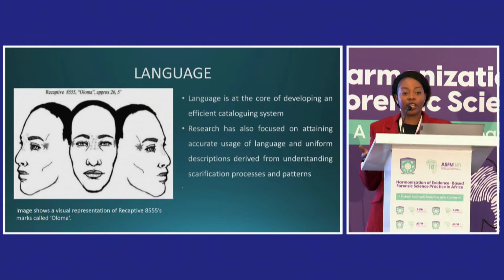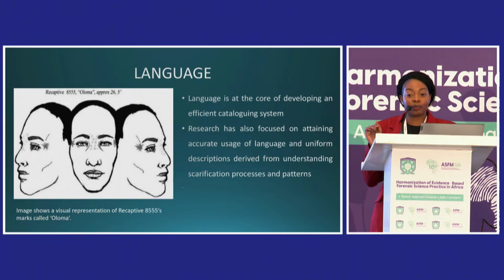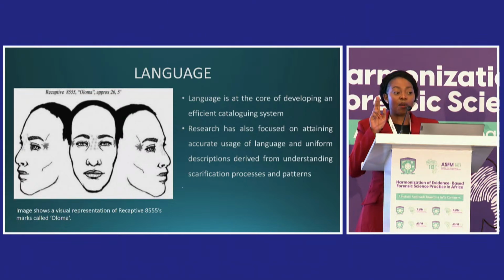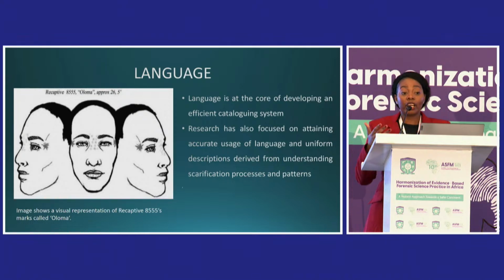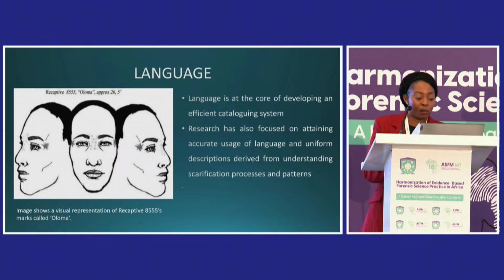But while going through those documents, we start to notice shared vocabulary. However, I would like to think that it was very less accurate. For example, they're describing keloids, which is the raised bump, like you saw on the first image of the Dasanesh tribe, as bumps. So we are trying to bridge that gap by ensuring that we're using accurate language and uniform description derived from understanding the scarification processes and the patterns.